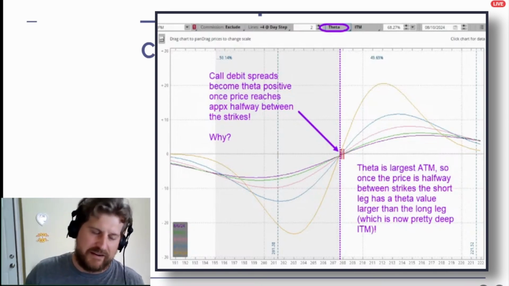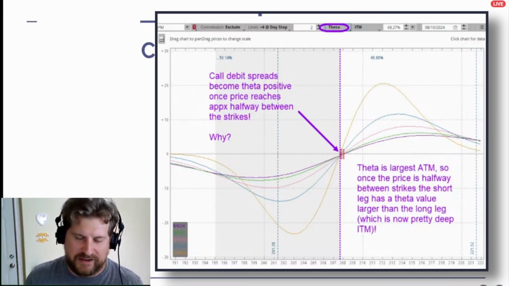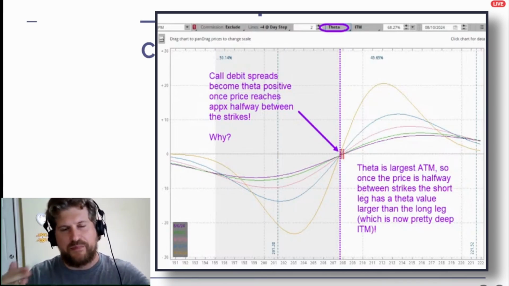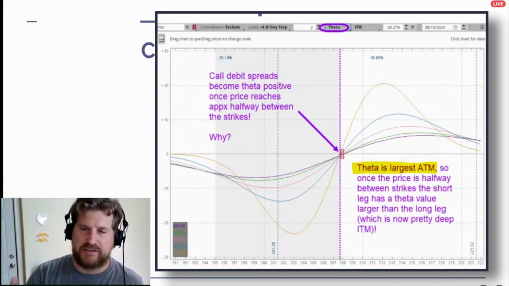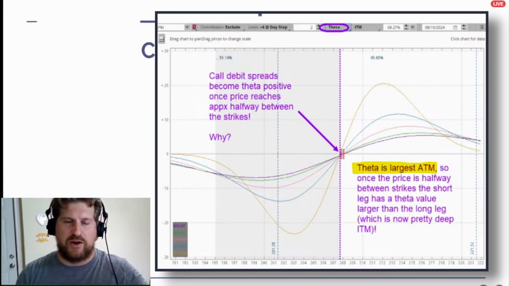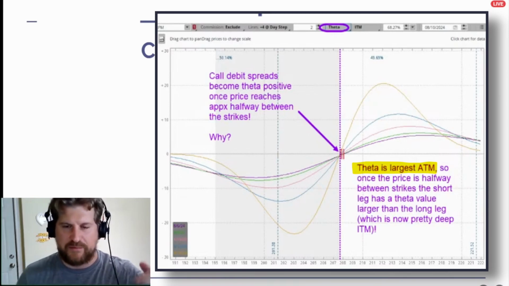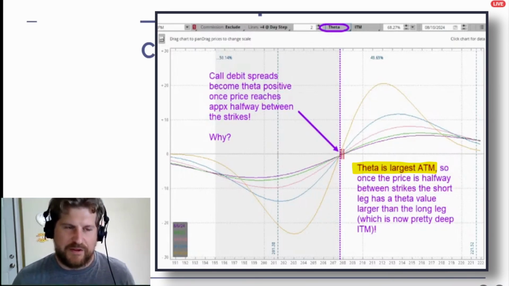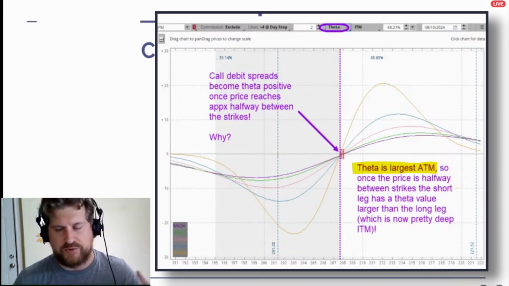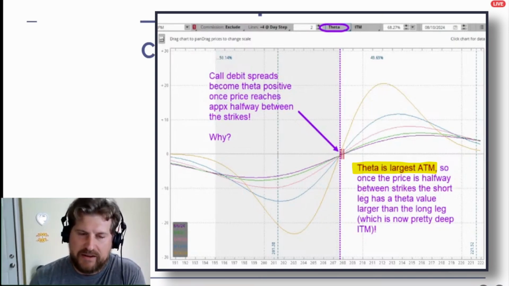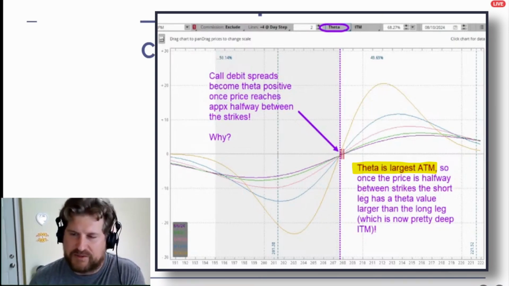And the reason for that, without getting too far down the road on the finer points of the Greeks, is that we know that theta, magnitude wise, is largest at the money. And so when your long leg goes in the money and starts getting further and further away from the at the money strike, and your short leg gets closer and closer to the at the money strike, the theta on the short leg, which remember you sold, so you're collecting that theta, as that gets closer and closer to the at the money strike, you're benefiting from selling that theta, right?